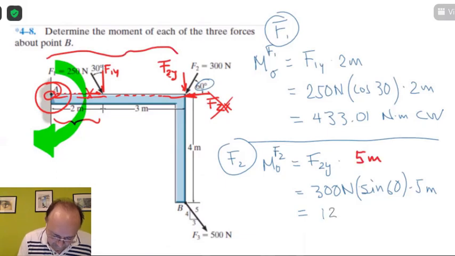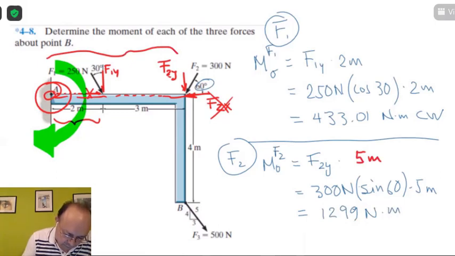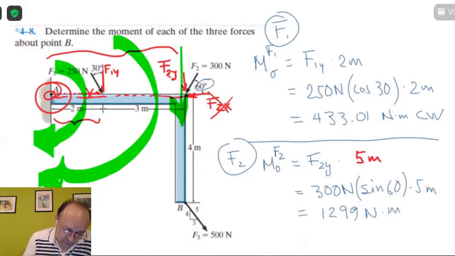1299 newton meters. And the rotation of this one is also going down like this, so it produces a rotation in this direction, so it's clockwise also. So we have here clockwise.